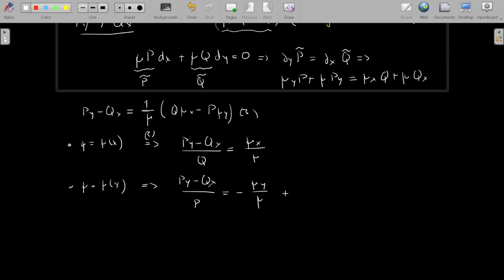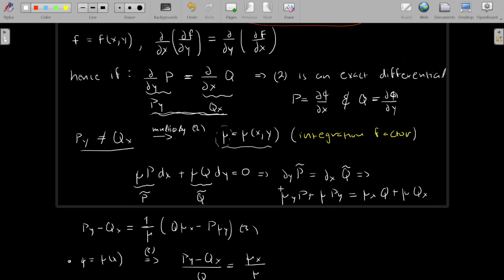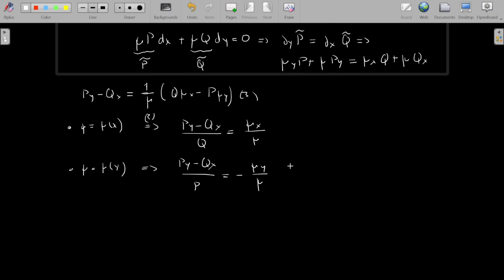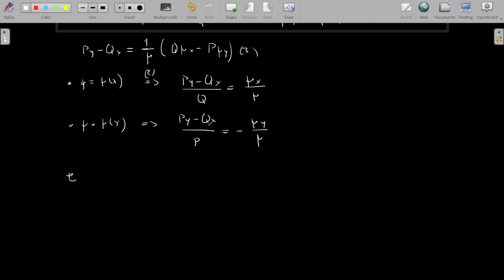If neither works, then you cannot find an integrating factor that is going to render this generalized function into an exact differential form, right? And this is all the theory there is for exact differentials. Now, let us move on to examples and see why this is very useful.